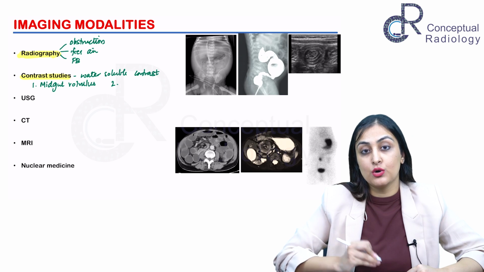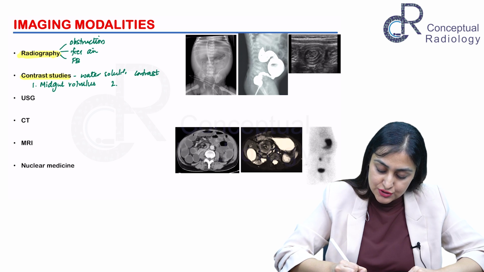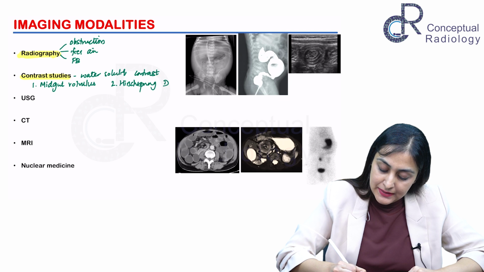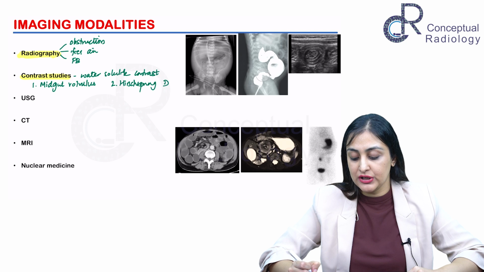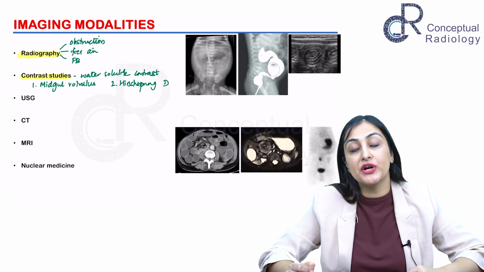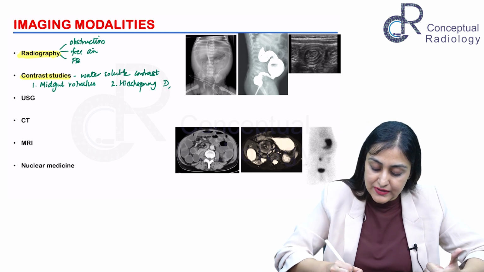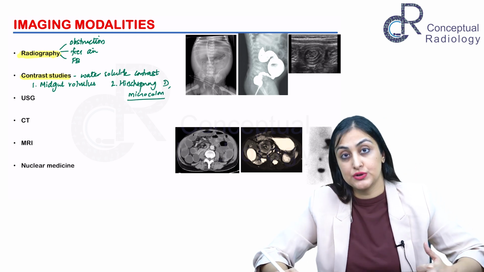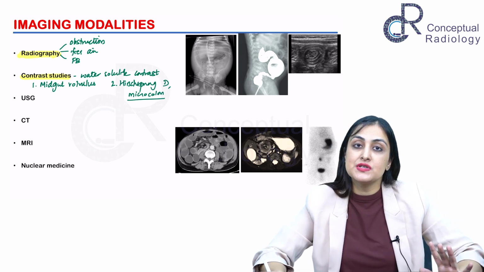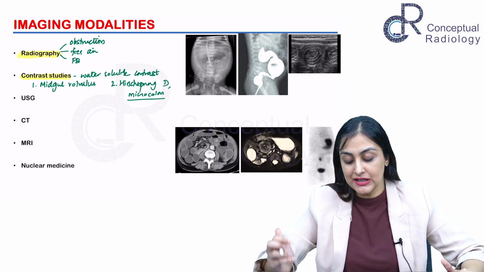And the second one where a contrast enema becomes very, very useful is Hirschsprung disease, right? You can see here, this is a contrast enema showing you the narrow rectum and the dilated sigmoid colon, which is telling you about the diagnosis of Hirschsprung disease. In addition, whenever we are suspecting microcolon, and I'll also be discussing the differential diagnosis of microcolon. So these are the 2 or 3 places where contrast study becomes very, very important.